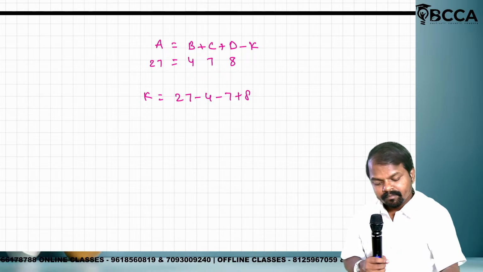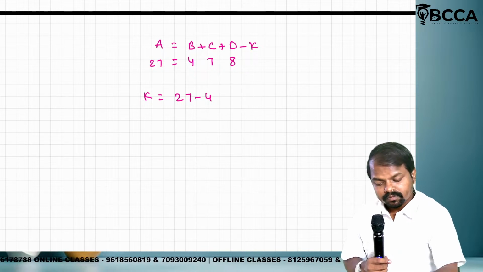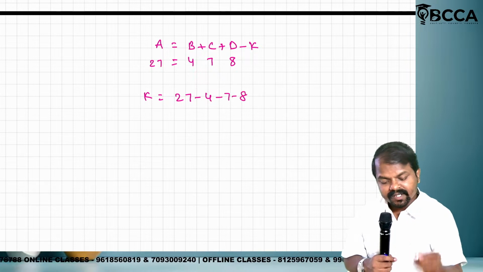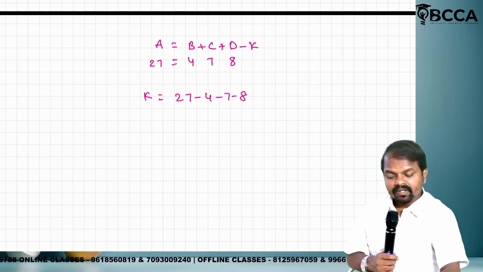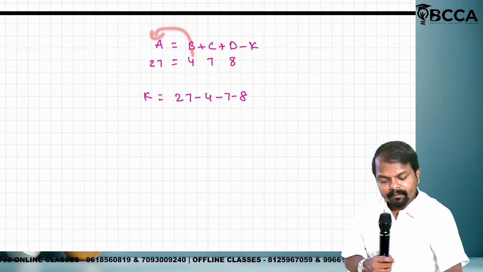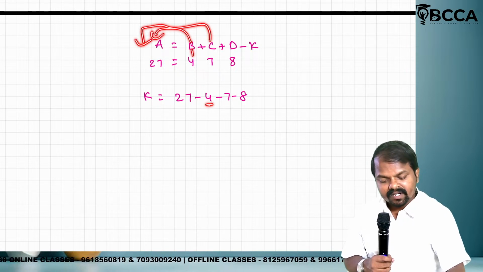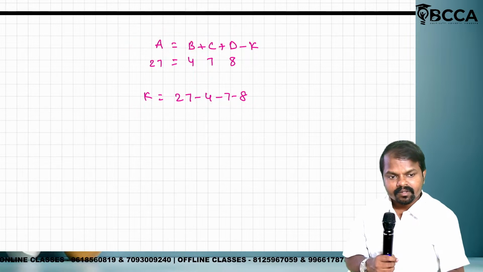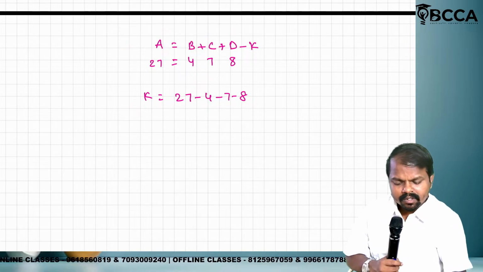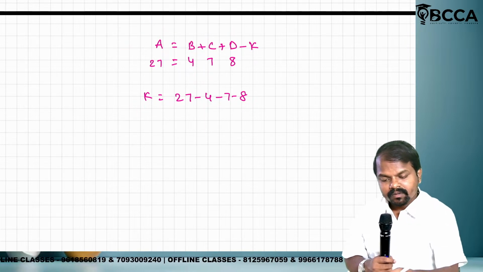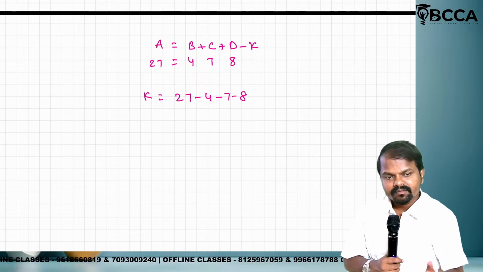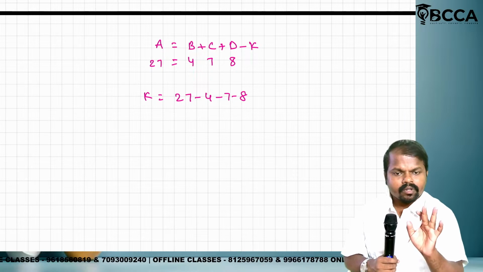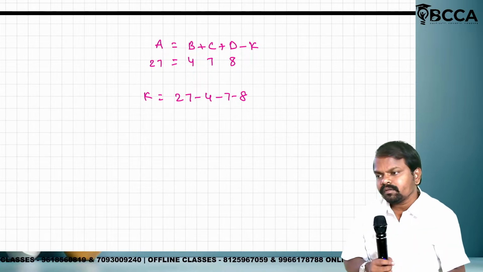Otherwise just wait. B value 4, 7. No. Here also 27 minus 4 minus 7 minus 8. Minus only. B value is transferred as minus. C value is transferred as minus. D value plus becomes minus. K value is transferred. Okay, anyway, no need to worry about the value. K value can be found out or cannot be found out?